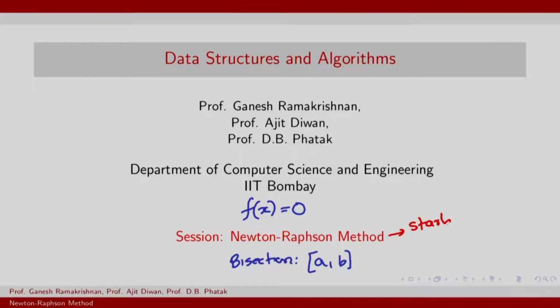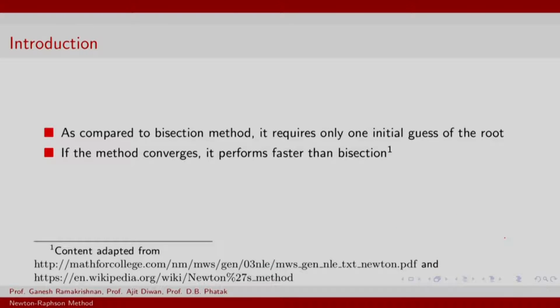It starts with a point estimate rather than an interval estimate. So as compared to the bisection method, it requires only one initial guess of the root. This is an advantage, and if the method converges, it performs faster than bisection. That is because the search range is not just based on a fixed pre-decided factor of half reduction in the search space. It actually varies with the shape and curvature of the function.